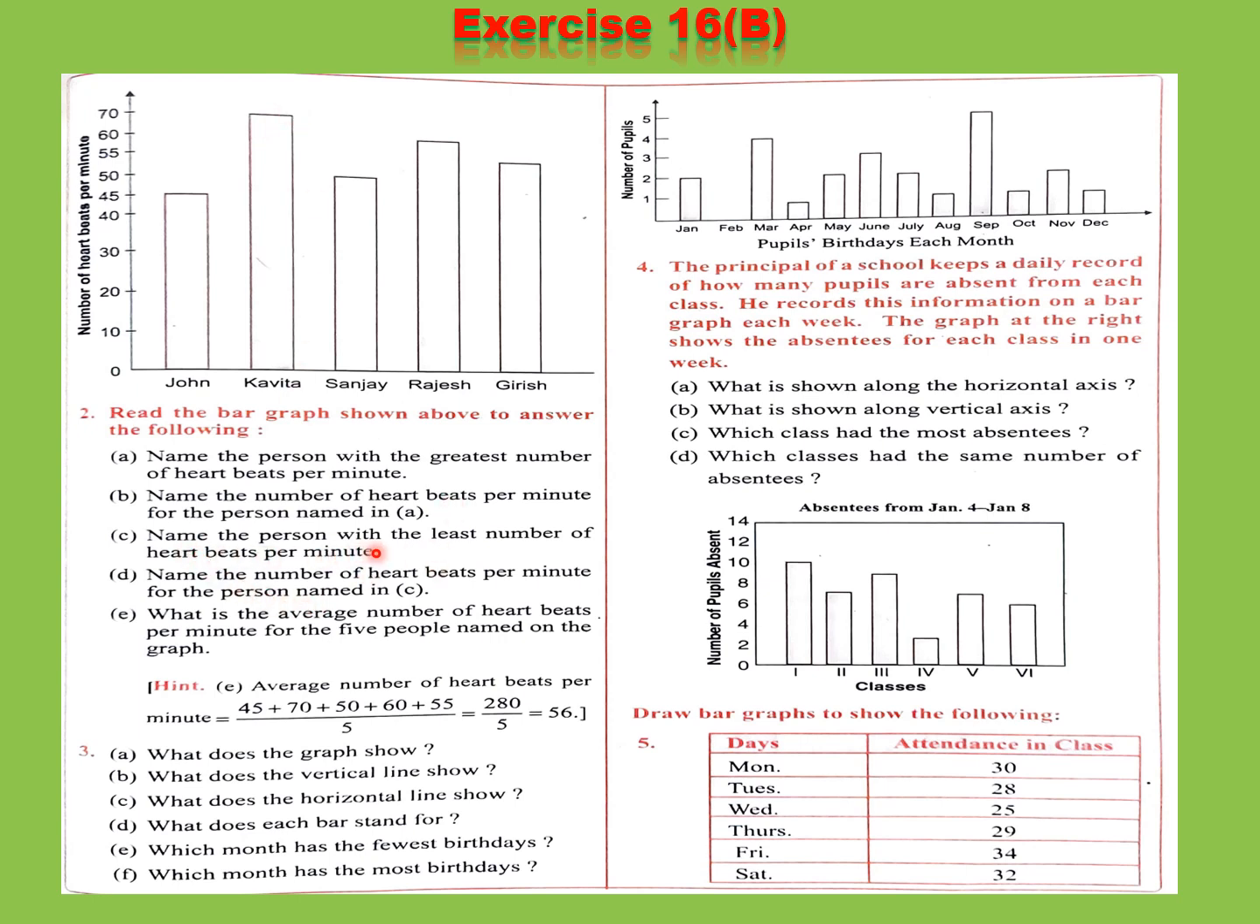Next, name the person with the least number of heartbeats. Obviously it is John. Then name the number of heartbeats per minute for the person named in C. So for John it is 45.